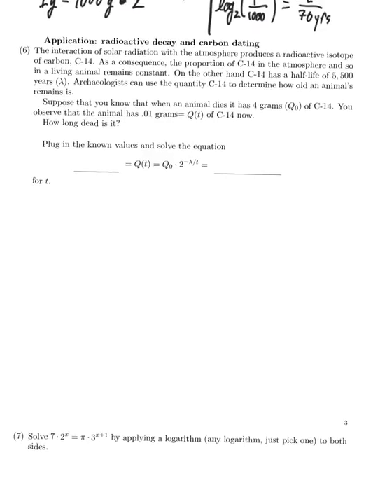One other application that's built on top of the idea of radioactive decay is carbon dating. There's one radioactive element that is present in the atmosphere regularly that has a long enough half-life to allow for computing how long various things have been dead. So let's talk about that. So here's the setup. The interaction of solar radiation in the atmosphere produces a radioactive isotope of carbon, namely carbon-14.